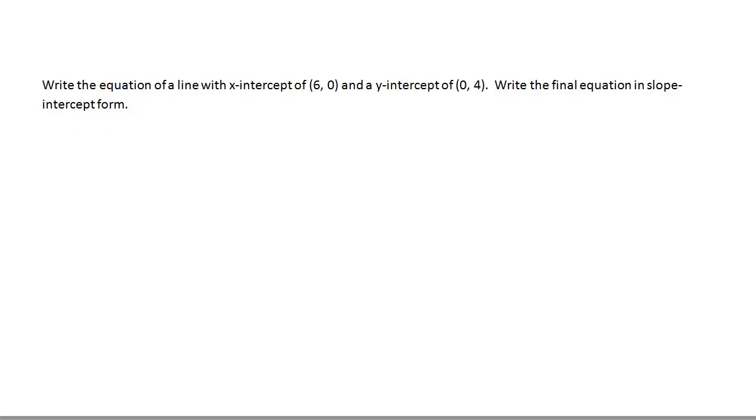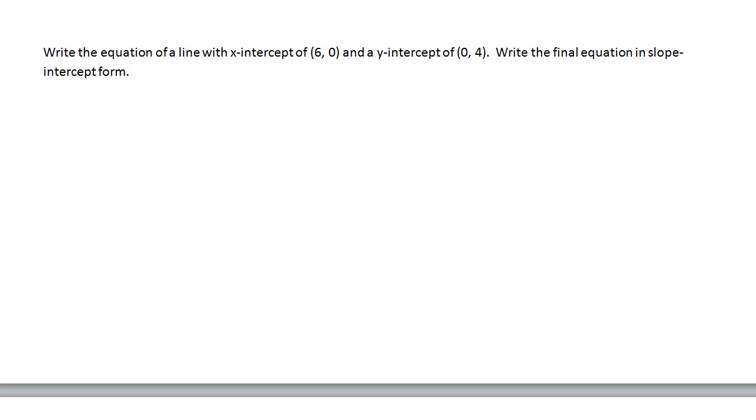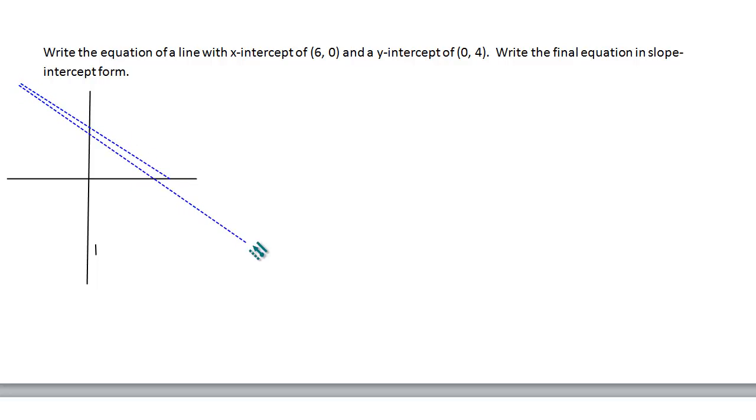And we'll look at another here. We'll write the equation of a line with x-intercept and y-intercept of 6, 0, and 0, 4, and then they want it in slope-intercept form. So if I were going to represent this on a graph real quick, just to give me a picture, draw my y-axis, x-axis, and my line goes through somewhere over here, 6, 0, and 0, 4, so probably something like that.